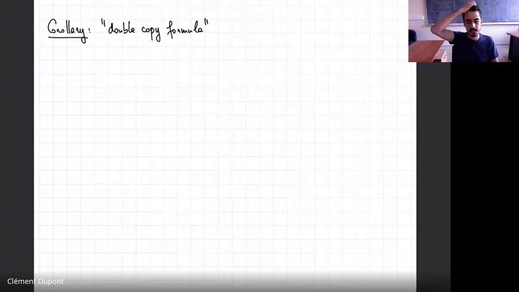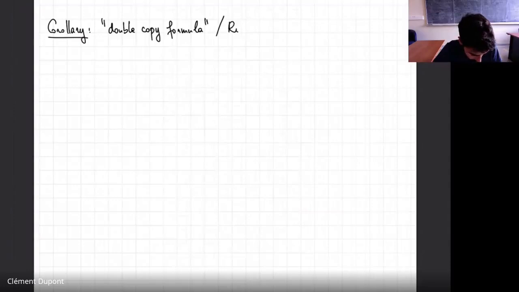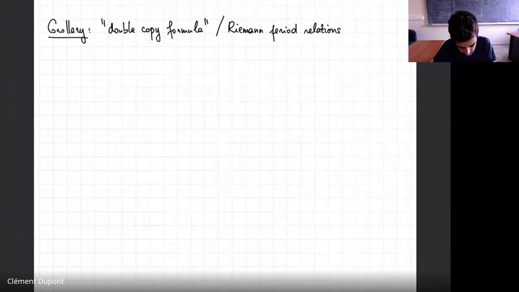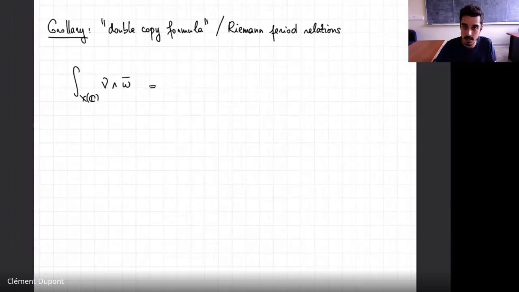This comes from the physics terminology, but if I understand correctly your question, you're thinking of the Riemann period relations for a Riemann surface. So it tells you that your single valid period, which looks like this, nu wedge omega bar, can be written as a quadratic expression in periods of nu and omega.